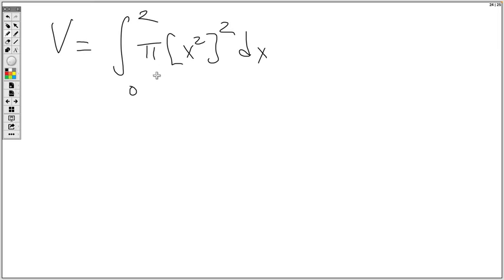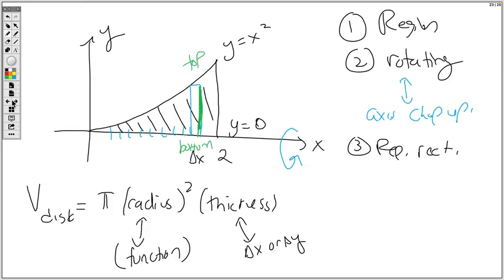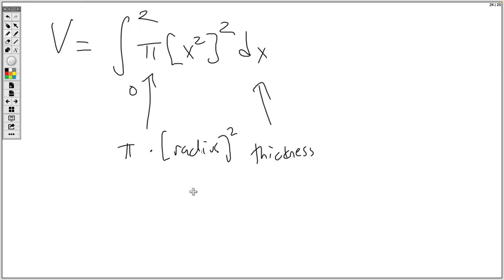So once again, you want to think about each of these. So this is your pi. This is your radius squared. And this is your thickness. So when you spin that graph around, that's your radius, and that's your thickness. Okay? And then you're on your way.